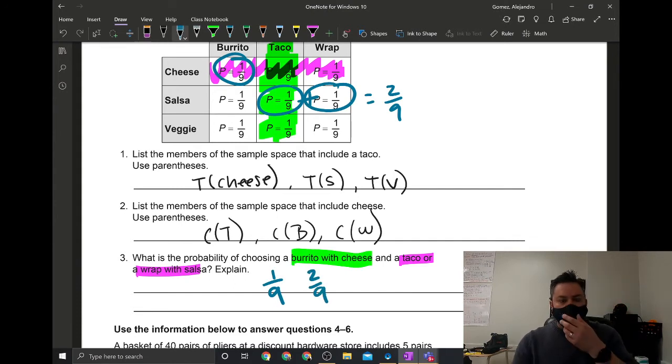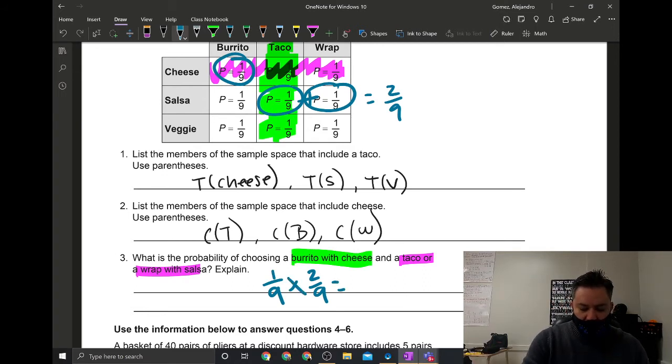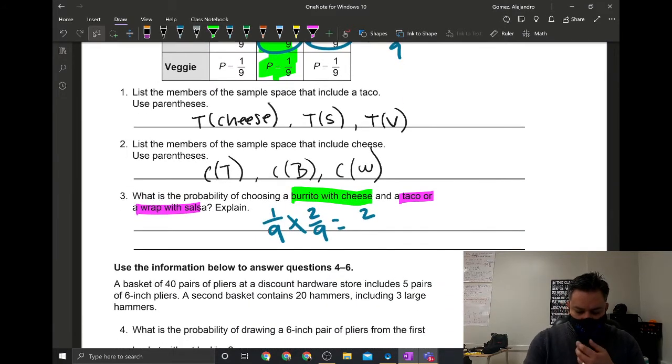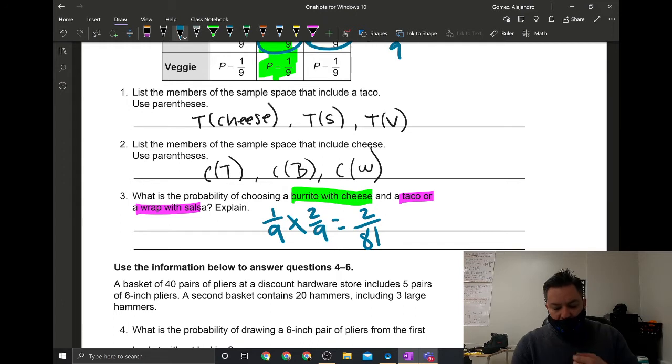And how do you find compound probability? Easy, multiply. 2 times 1 is just 2. 9 times 9 is 81. And that's it. 2 out of 81. That's the probability of getting the burrito with cheese and a taco or wrap with salsa. When you combine the probability, that's the number that you get.